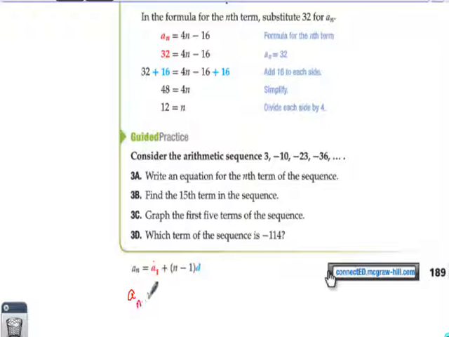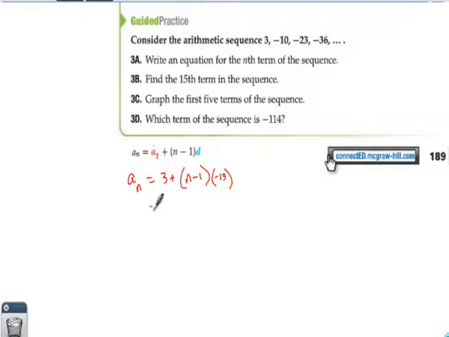So a at any term equals the first term, 3, plus n minus 1 times d. Well, what's the difference each time? It looks like we're subtracting 13, so this is negative 13. All right, and then we want to simplify this. So this is 3 plus negative 13n plus 13. So this is negative 13n plus 16.